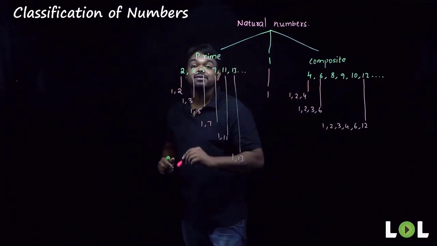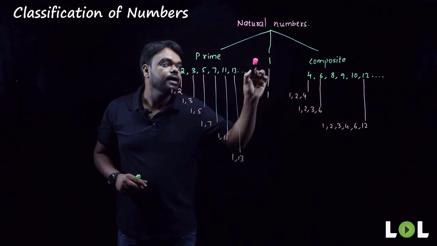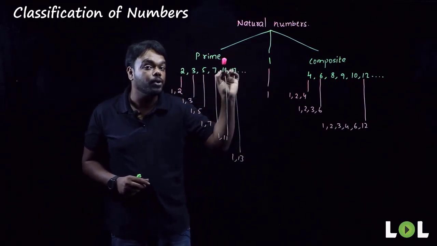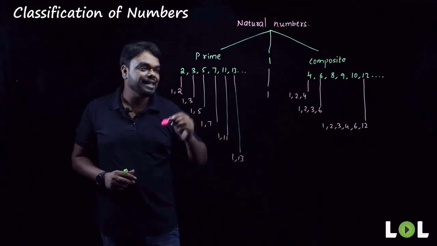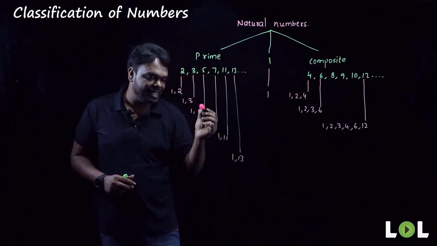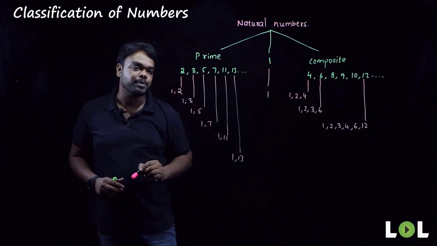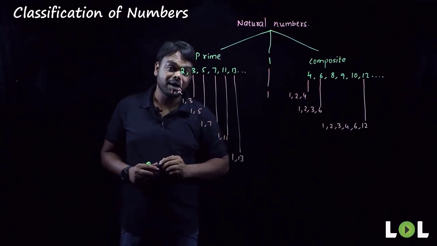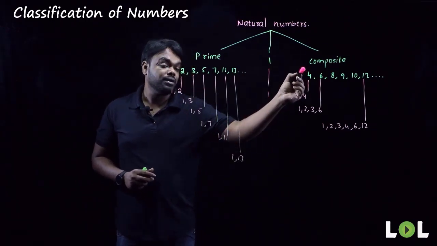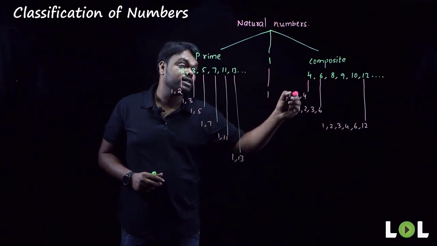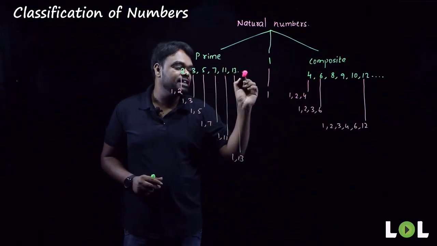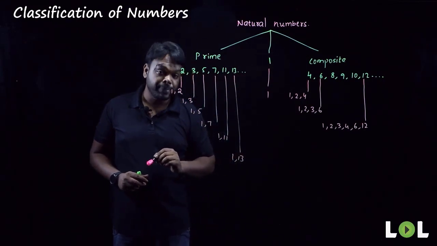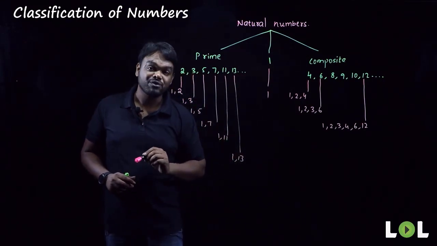So that is the reason we always say 1 is neither prime nor composite number. Now can we define what are prime numbers? Any natural number which has exactly 2 factors is nothing but a prime number. Composite number, any natural number which is having more than 2 factors is nothing but composite number. And 1 is neither prime nor composite because it has only 1 factor.